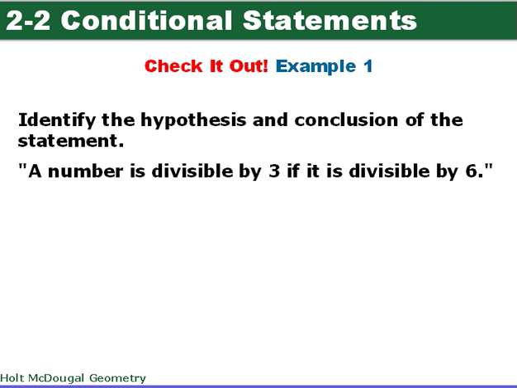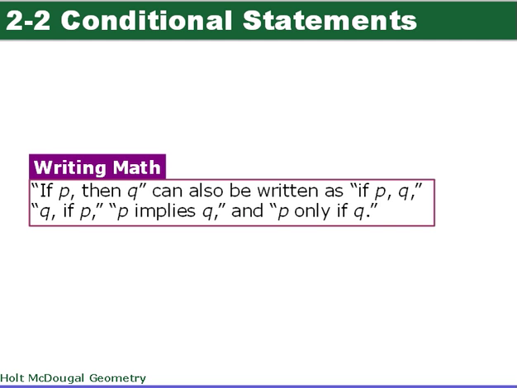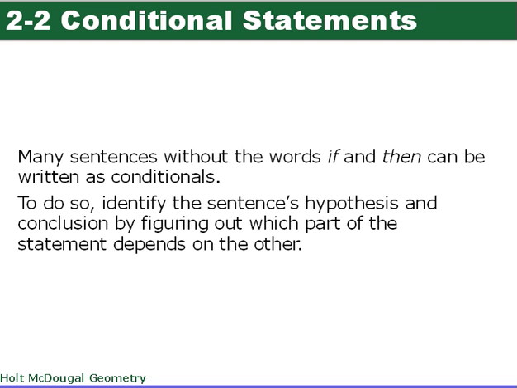So here's your check it out. Identify the hypothesis and conclusion. A number is divisible by 3 if it is divisible by 6. Okay, if P then Q can be written like this: if P, comma, Q; Q if P; P implies Q; and P only if Q. Those are very awkward, I'm sorry, but you may see them, you never know. Many sentences without the words if and then can be written as conditionals. To do so, identify the sentence's hypothesis and conclusion by figuring out which part of the statement depends on the other.